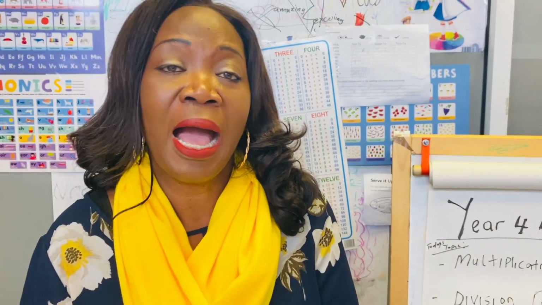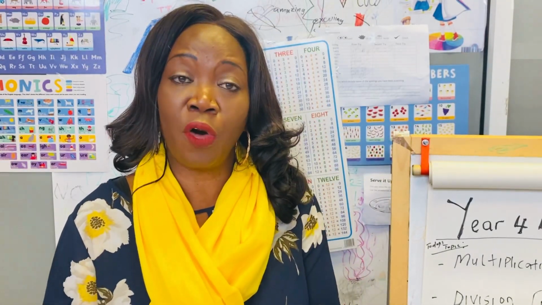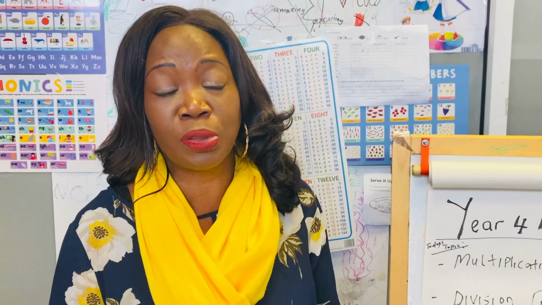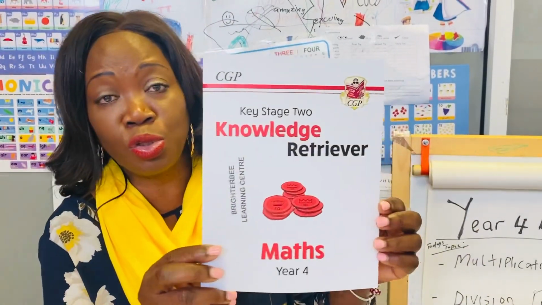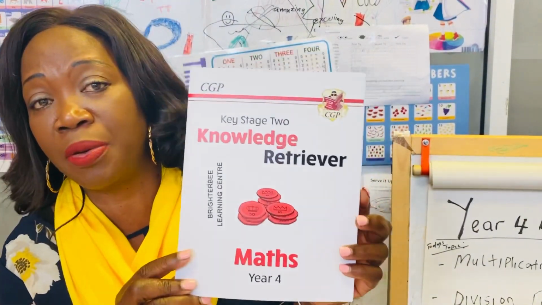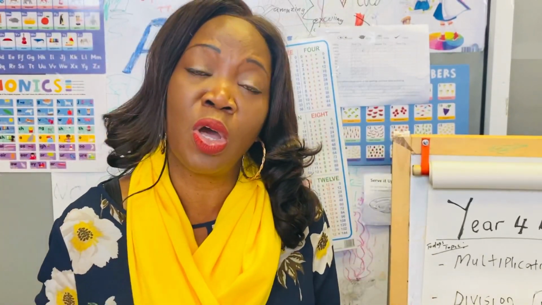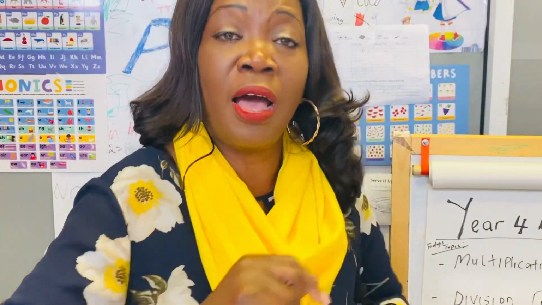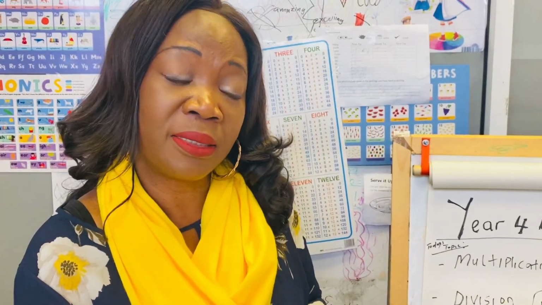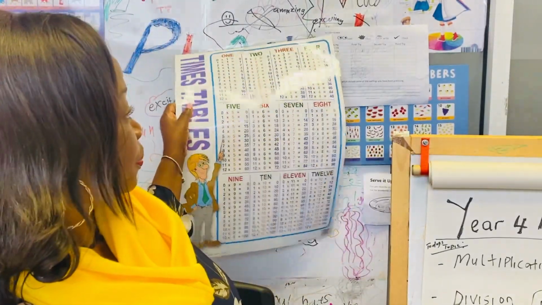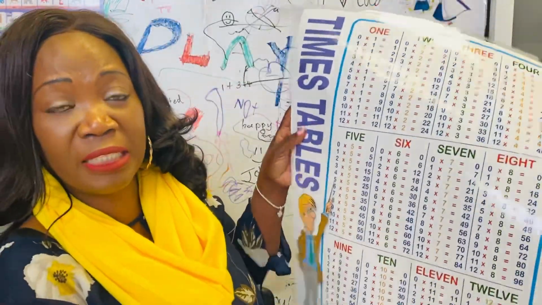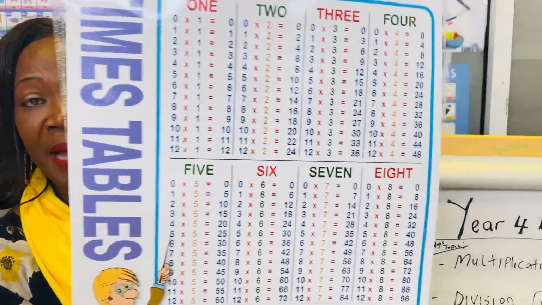So I just thought I should let you know if you have children in year 4. There are some CGP books that you could use to help them as well. This book is very good, or any times table book, or you can just go to Poundland to get these times table charts. You can get these in Poundland.